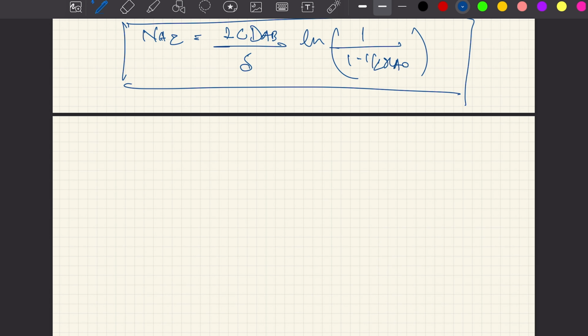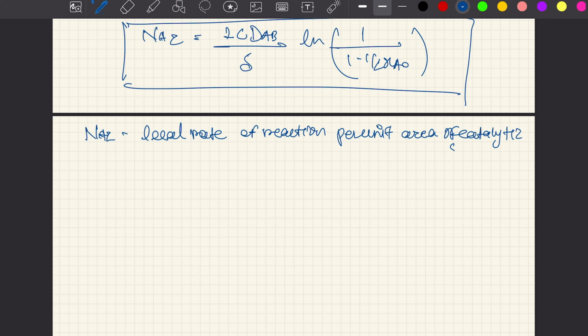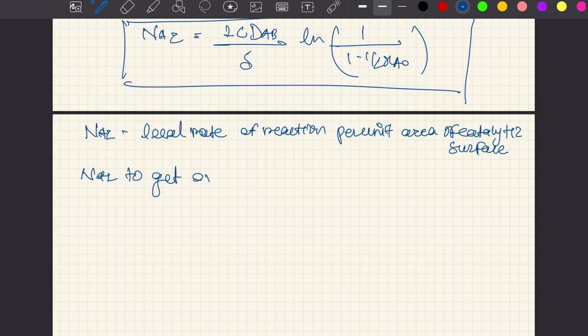Now we can say that N_AZ is the local rate of reaction. Obviously it is flux, so it would be per unit area, but here it would be per unit area of catalytic surface. Now we can use this N_AZ to get the overall conversion rate in the entire reactor.